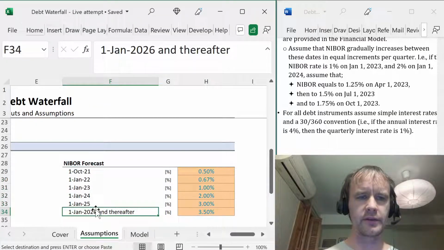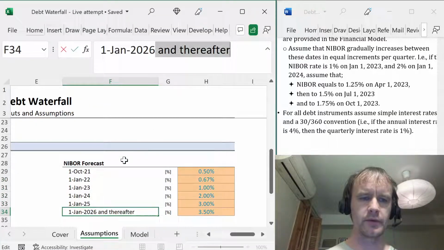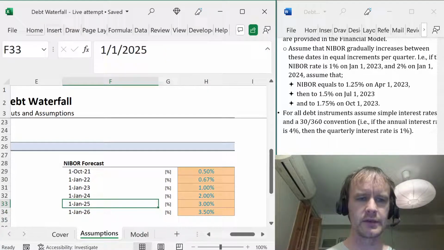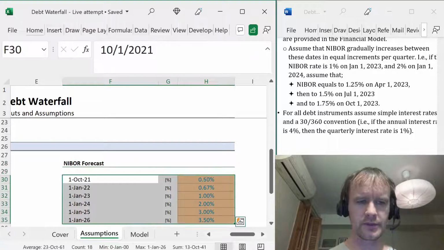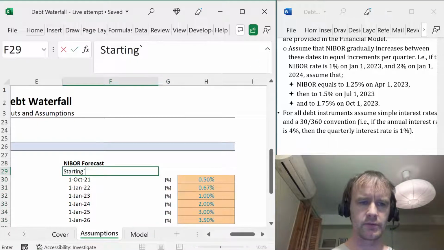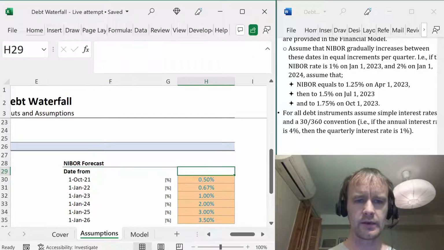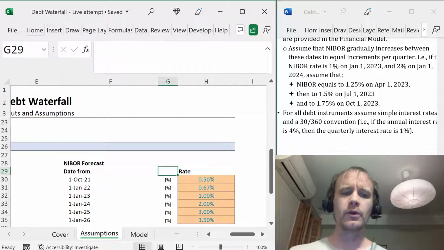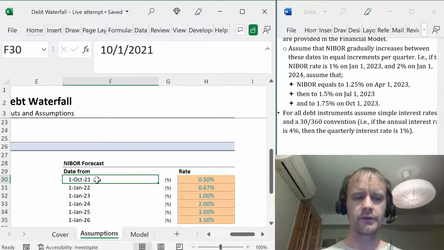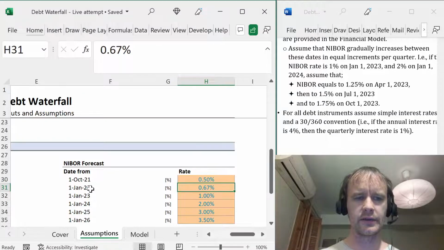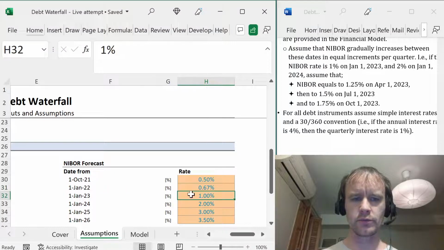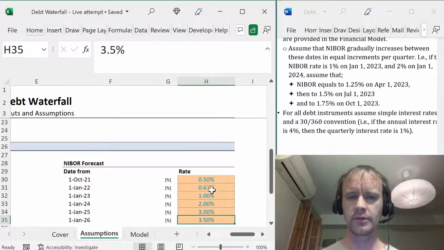A quick thing: this format, a bunch of dates mixed with a date and thereafter, is horrible. So I'm going to kill the and thereafter. I'm just going to cut and paste this down a little. I'm going to say effective date, or Date from. Keep it simple. And rate. So at the start of the first quarter, it's going to be 0.5%. The start of the next quarter is going to be 0.67%, and then over the course of that year, it'll go from 0.67 to 1, over the next year to 2, then to 3, then to 3.5, and thereafter it'll be at 3.5.